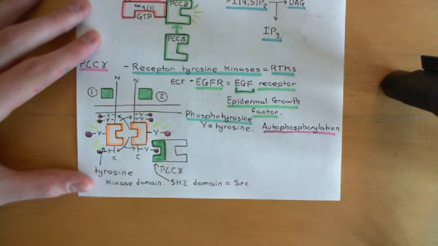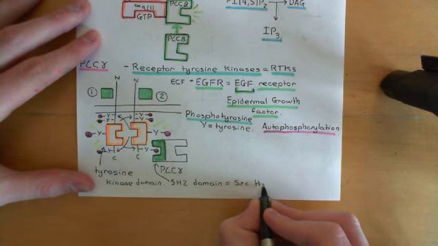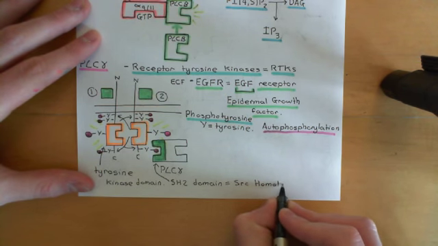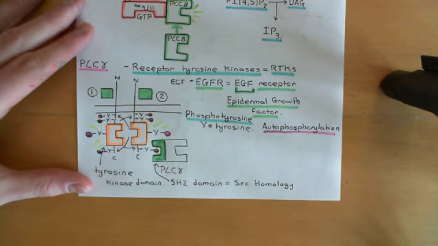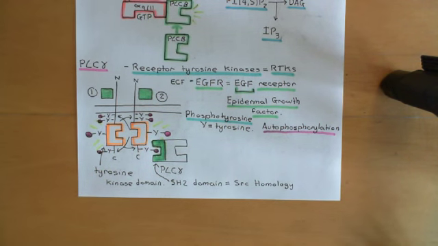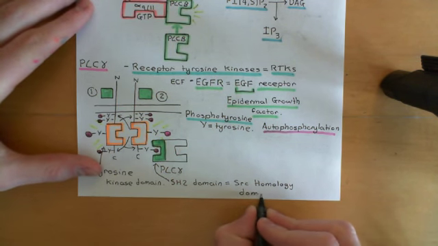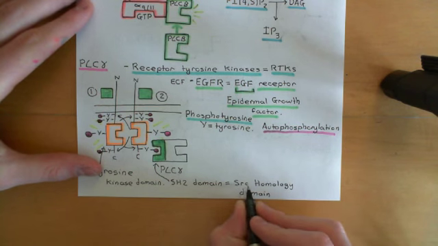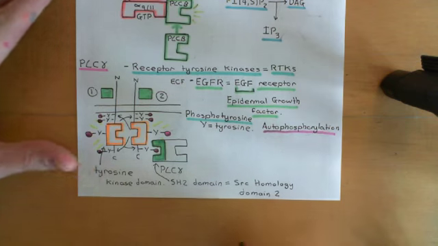Like EF hand domains, Src homology 2 domains are a domain that you can find in lots of different proteins that all look very similar. If you look at these different domains in different proteins, they all look similar enough to be counted as the same sort of domain. This type of domain was first found in a protein called Src. So this is the Src homology domain 2.